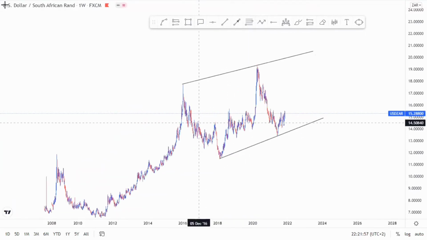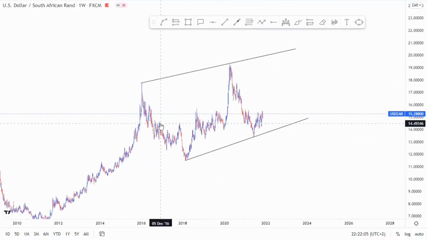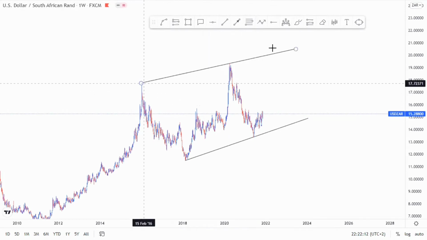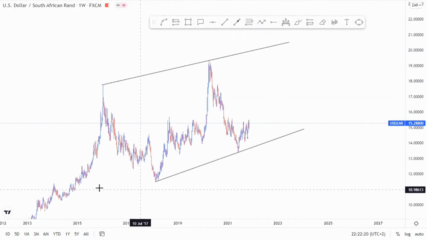Today I have here USDZAR, but today I will be doing something different. Normally I analyze and explain, as you guys saw in my previous videos, but this time around I will be only explaining my analysis. As you can see, here are two trend lines. This is USDZAR on a 1 week time frame, and here you can see that we have two trend lines, an uptrend or a bullish channel.